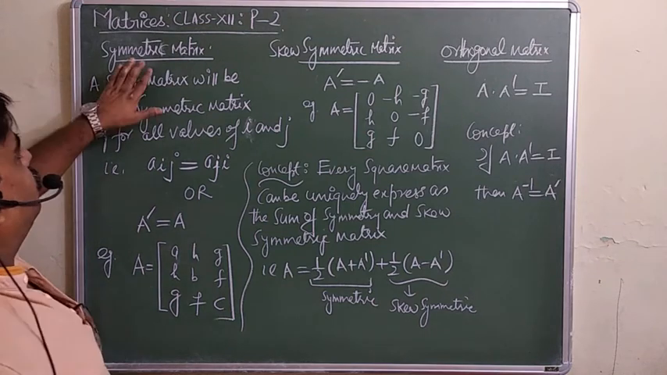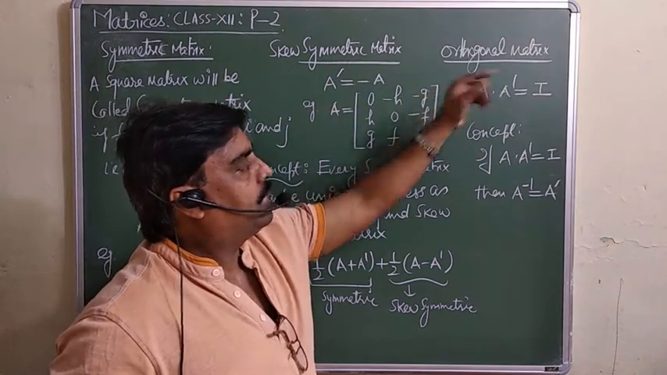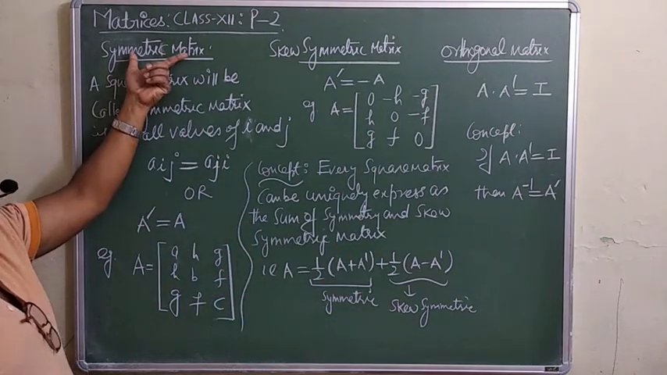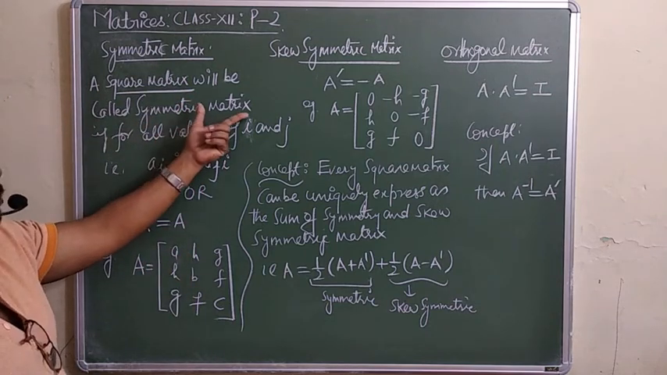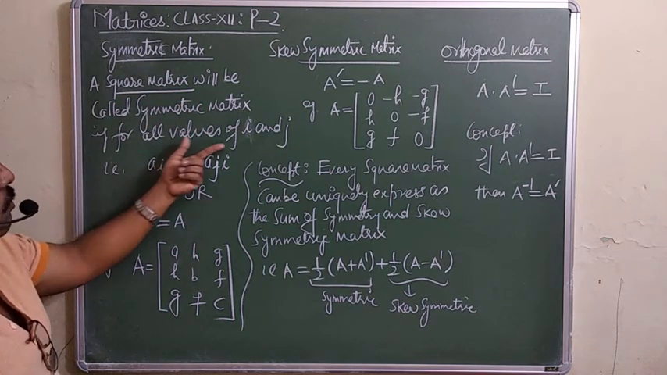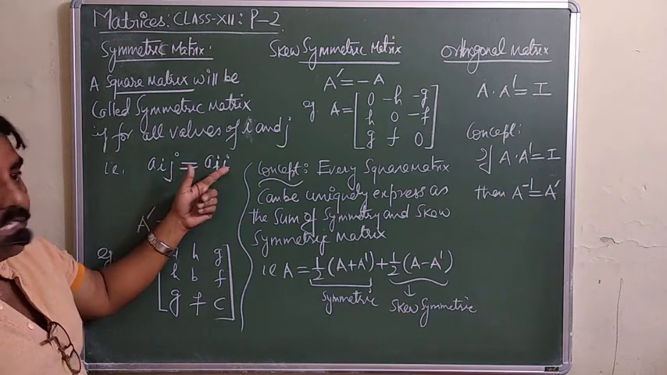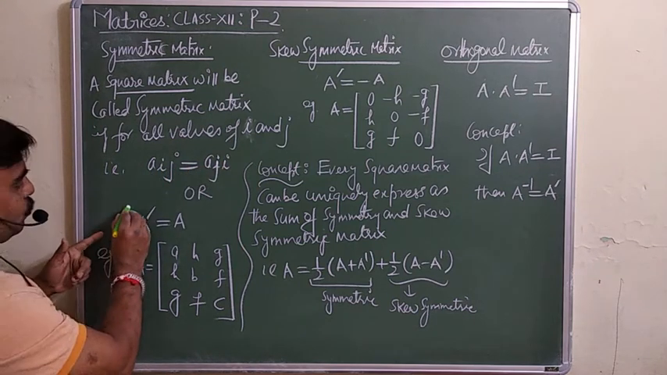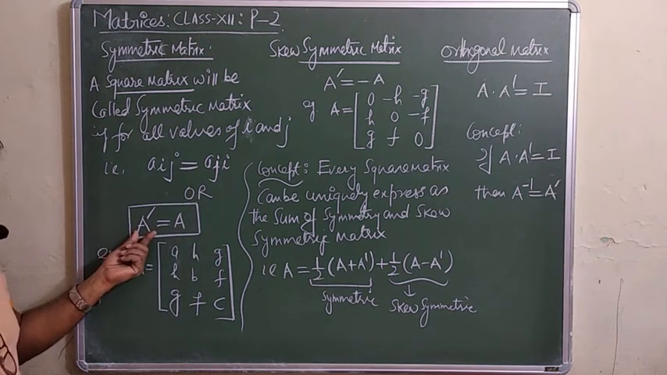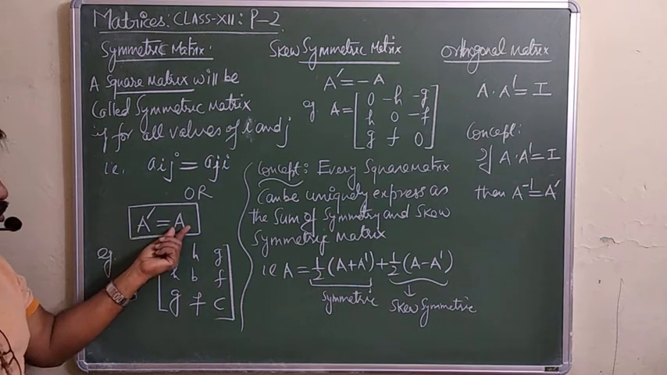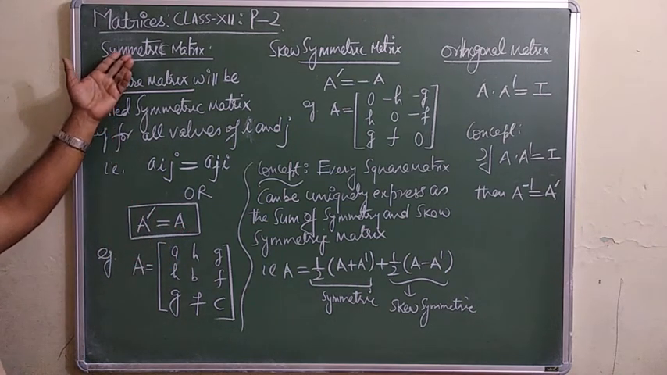Okay. Now the symmetric matrix, skew-symmetric matrix and orthogonal matrix we will discuss. A symmetric matrix means any square matrix will be called a symmetric matrix if for all values of i and j, Aij is equal to Aji. Means if you take the transpose of the matrix and you get the matrix itself, then you can say that A is the symmetric matrix.